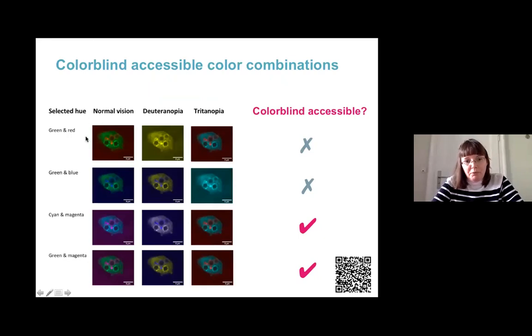Okay, in terms of which color palettes are colorblind accessible, this figure gives you an illustration of some of the issues with common color combinations that we use. So if you use a red-green color combination, it will not be accessible or visible to someone with the most common form of color blindness. If you use a green and blue color palette, it won't be visible to someone with the least common form of color blindness. Whereas the color combinations of cyan-magenta and green-magenta are equally accessible to all 3 groups.